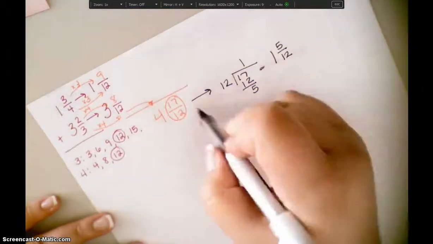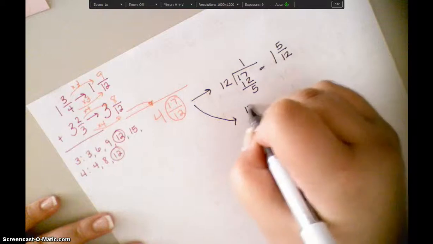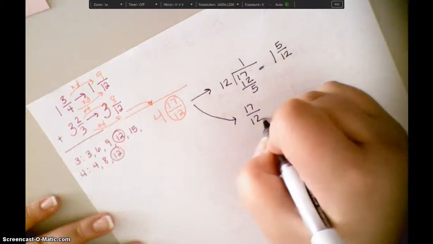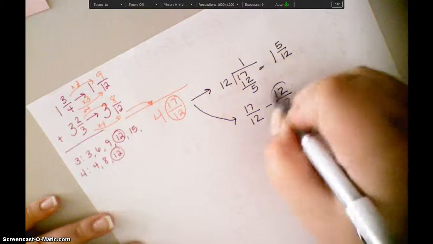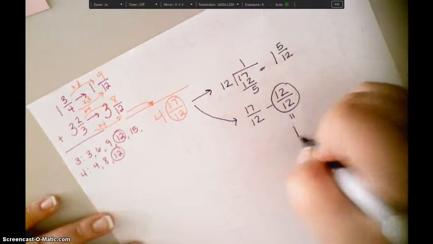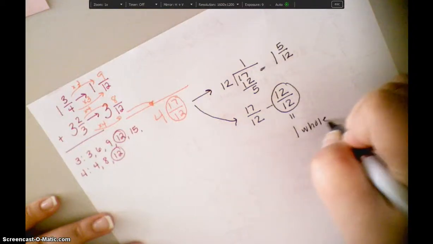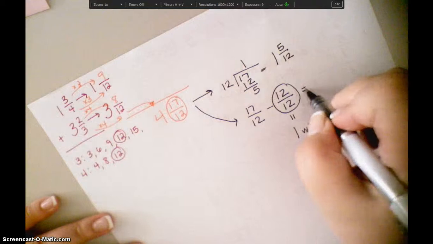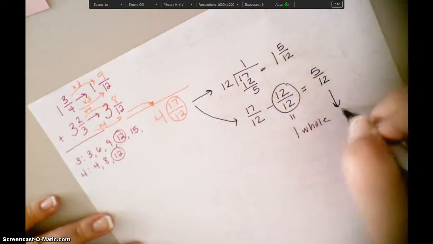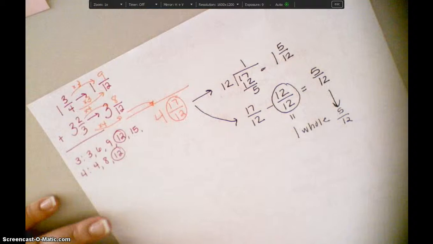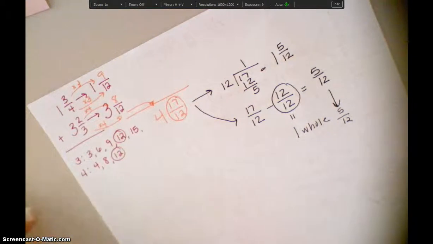Another way to do that, just on a side note, would be to say 17 twelfths minus 12 twelfths, because this is equal to 1 whole. 17 twelfths minus 12 twelfths would be 5 twelfths, so you would then have 1 whole and 5 twelfths. Just a different way if that's easier for you.